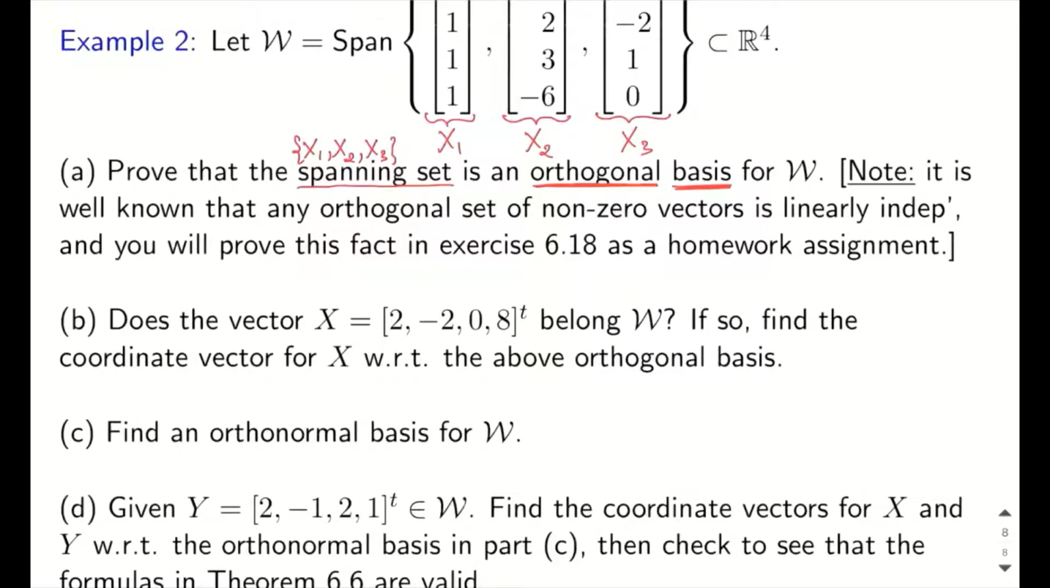In this class, we are going to check for orthogonality. We are not going to check for independence because once you have orthogonality, you automatically have independence. And that's what you are going to prove in exercise 6.18. All right. Orthogonal immediately implies independence for you, and that is why orthogonal is so nice to use. Right? For now, I'm going to check for orthogonality.